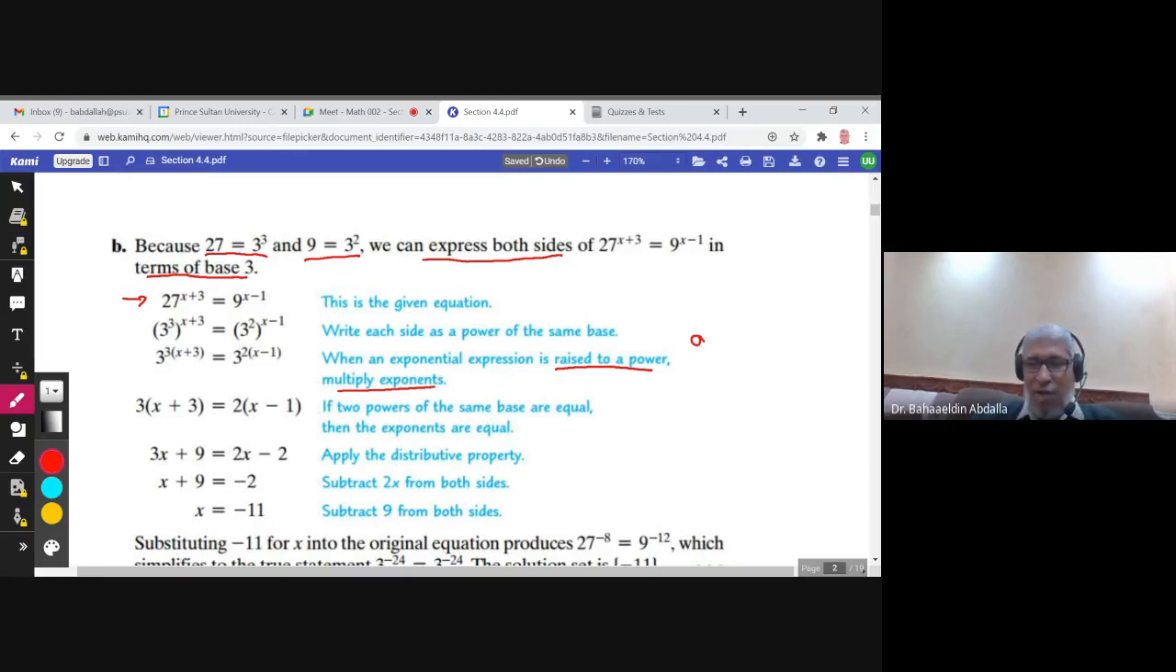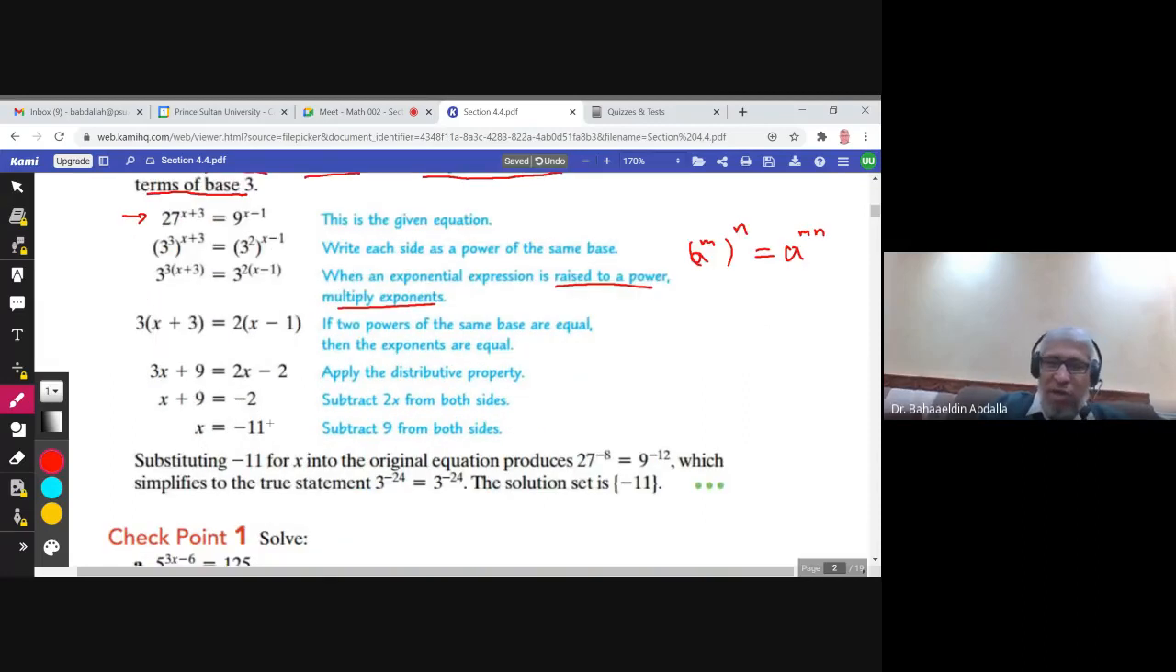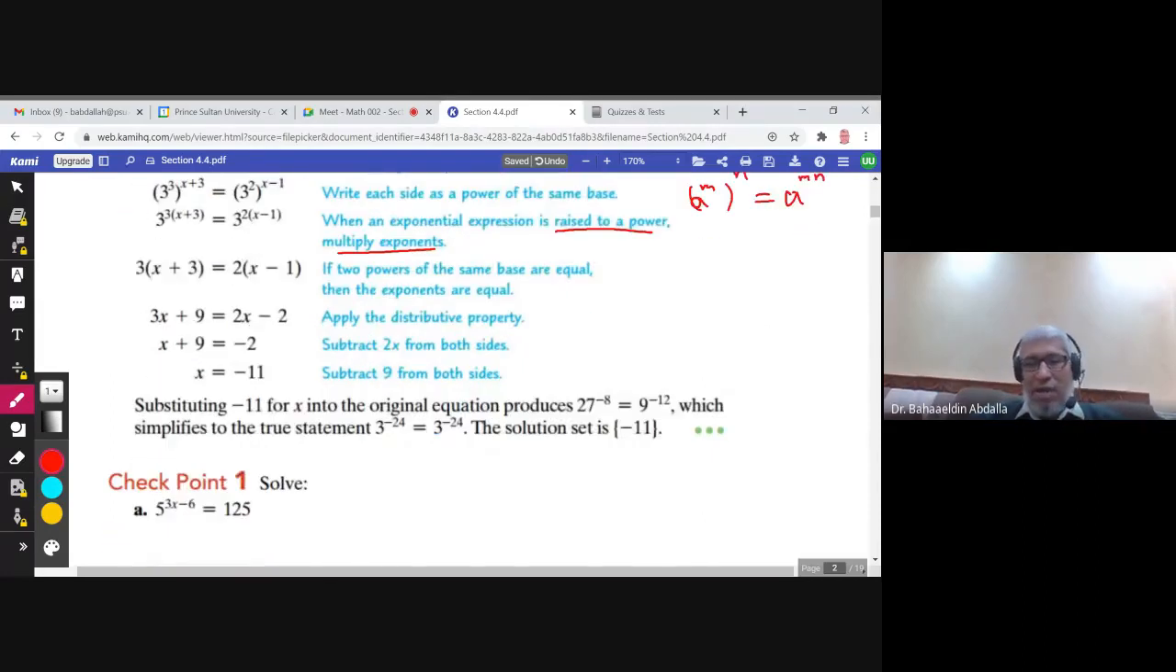If you have a to the power m, all to the power n, this would be a to the power m times n. You multiply 3 times x plus 3, 2 times x minus 1. Now m should be equal to n. Since you have the same base now, the powers are equal. So 3 times x plus 3 is equal to 2 times x minus 1. Now you have a linear equation.